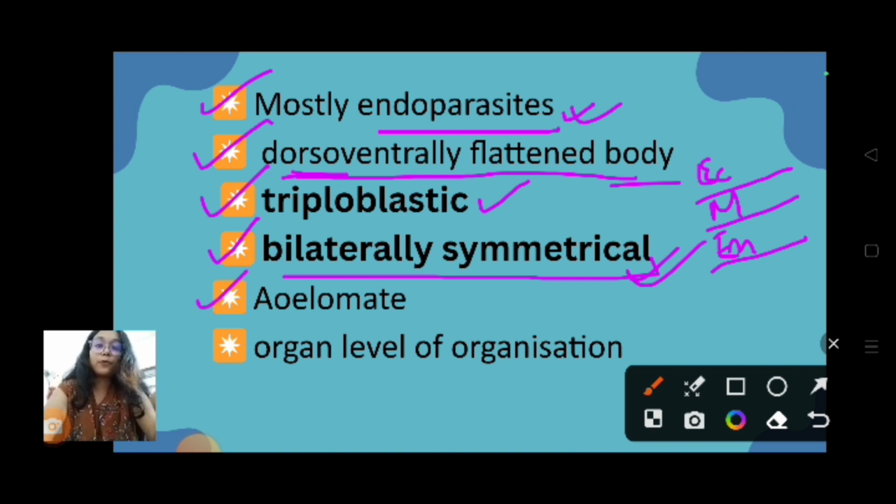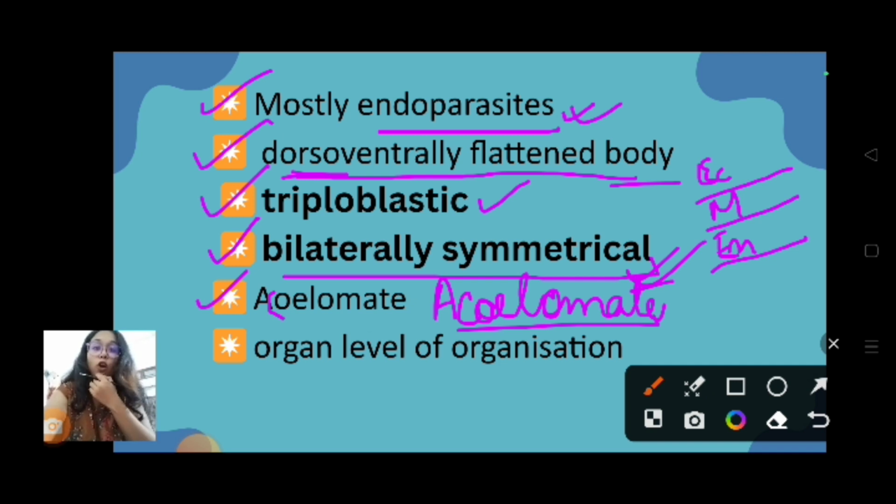Okay, this point, it is saying they are acoelomate. The spelling mistake, the C is missing here. Acoelomate means they do not have any kind of coelom. Coelom means what? Body cavity. So they do not have any kind of body cavity.